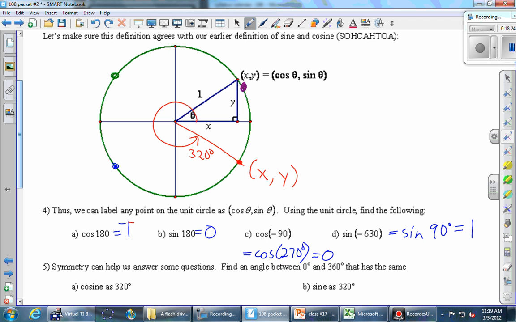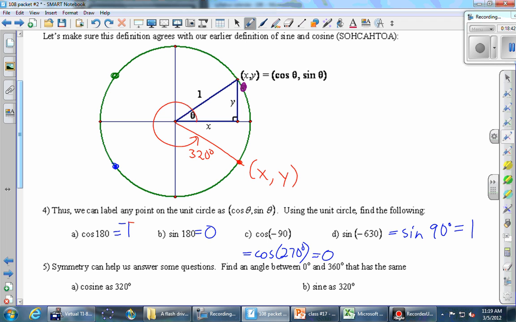I want to know which color has the same x coordinate as the red point. 1 vote for purple. Which point has the same x coordinate? More purples. I feel like playing Candyland for some reason. I don't know why.